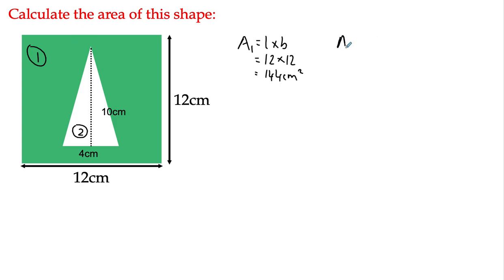So what is the area of the hole effectively? They're talking about that triangle. So a triangle area is a half multiplied by the base multiplied by the height, and in this case the information is fairly straightforward. The base is 4 centimeters, so it's a half multiplied by 4, and the vertical height is given as 10 centimeters. We can work that out. A half of 4 is 2, and 2 multiplied by 10 is 20, and so the area of shape 2, the triangle, is 20 square centimeters.